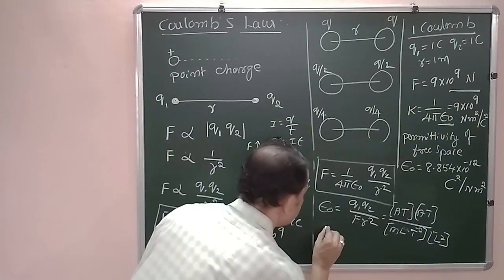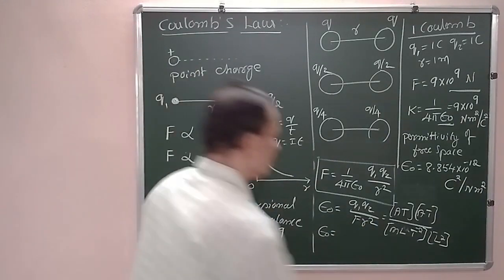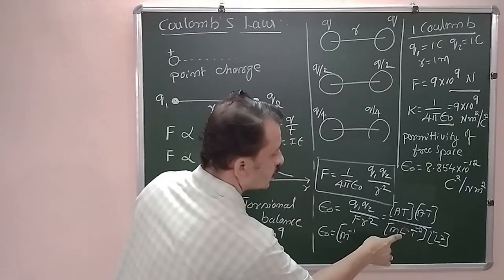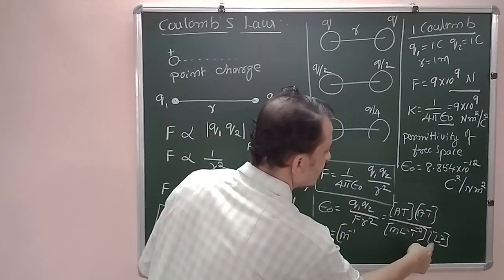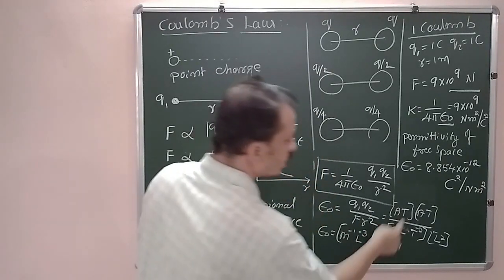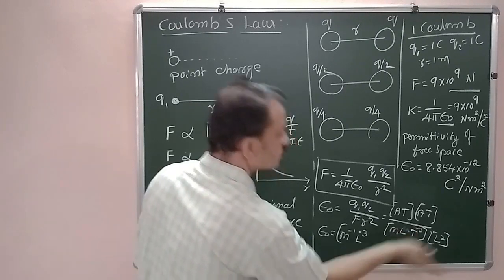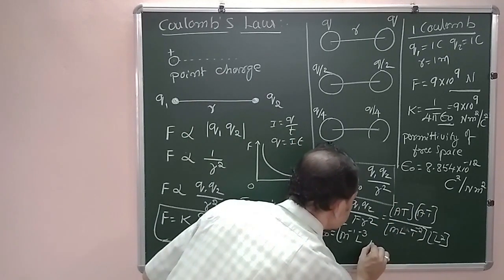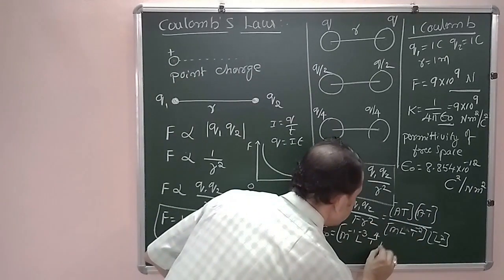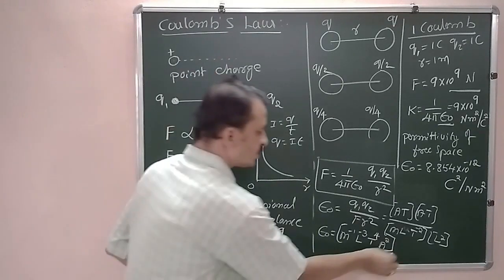Now therefore the dimension of epsilon naught, that is permittivity, is found to be: M comes to the numerator, M to the power of minus 1, L square, that is L cube, comes to the numerator, L to the power of minus 3, T square, and in the denominator we are having T to the power of minus 2. If it comes to the numerator, therefore it is T to the power of 4 and A into A, that is ampere square. So this is the dimension of permittivity.